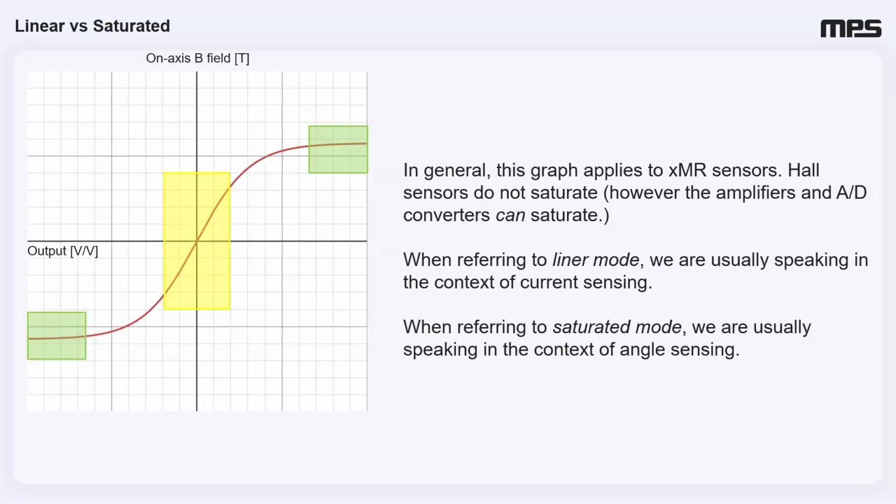So this graph is showing the standard response of a magnetoresistive sensor. A magnetoresistive sensor will saturate, and it does have a linear region around zero. Sometimes we'll be talking about using a magnetoresistive sensor in the linear region, and sometimes we'll be talking about using it in the saturated region.